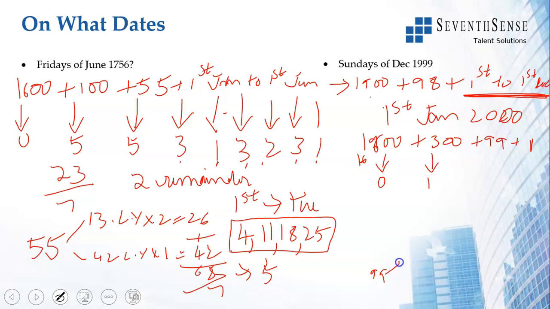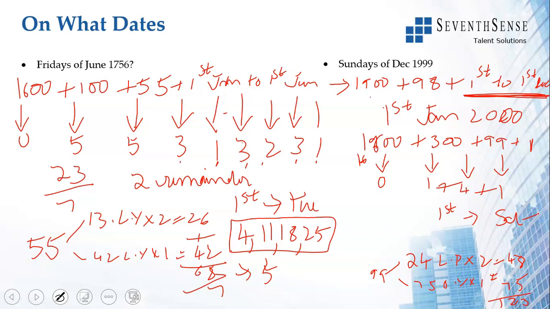99 years have 24 leap years into 2, 48 plus 75 ordinary years into 1, which is 75. Adding this is 123. 123 divided by 7 is 4 odd days. So this gives me 4 plus 1 of 1st Jan. So 1st Jan 2005, 6. This adding all of this is 6. 1st Jan of 2000 is Saturday.